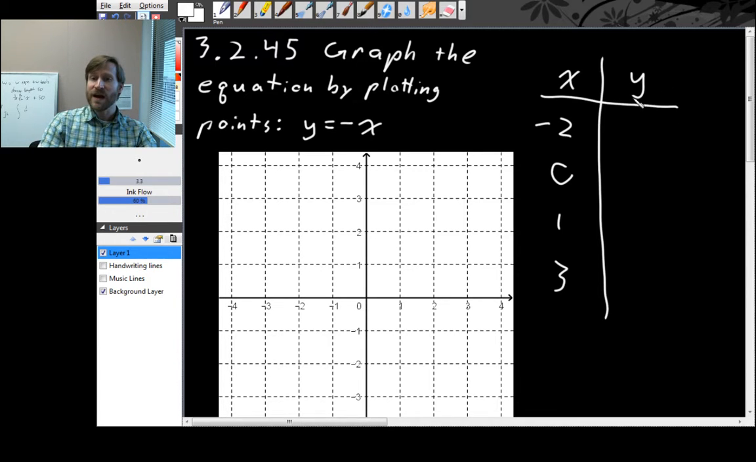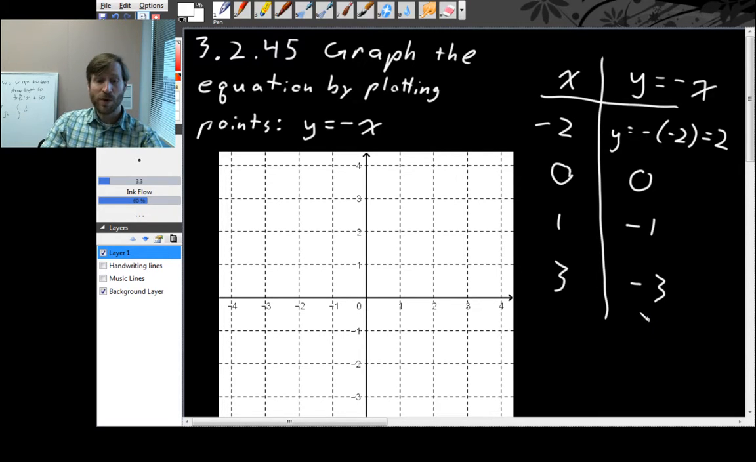And for the y values, we are going to use this equation to calculate the corresponding y values. So if x is -2, when we put that into this equation, for y we get negative x, and x is -2, and negative -2 is +2. Okay, and so we'll do that for the rest of these x values. Negative 0 is 0, negative 1 is -1, and when we put 3 in there, we get -3.